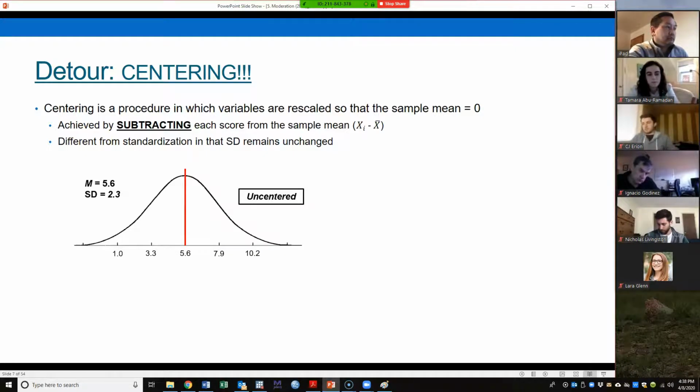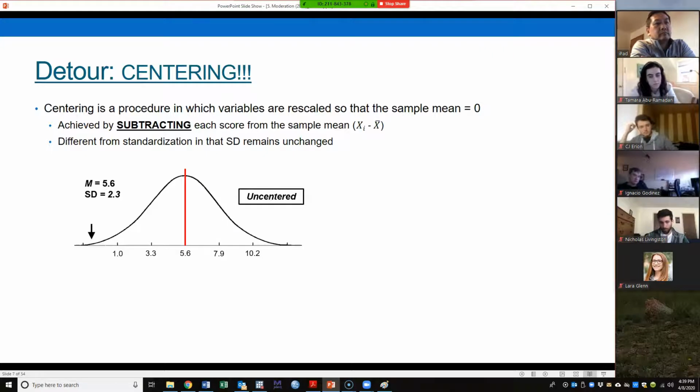Okay. So let's say I've got a variable. My variable here has a mean of 5.6 and a standard deviation of 2.3. Okay. It's got a nice standard distribution here. Here's my mean value. Mean value of 5.6. This is a standard deviation above, standard deviation below, 2 above, 2 below. We're doing good there, right? But what I'm going to do is take every score in my set and subtract the sample mean from that, right? And so here, let's say that I have a value, or here's my value of 0, right? Down here at the end, okay?